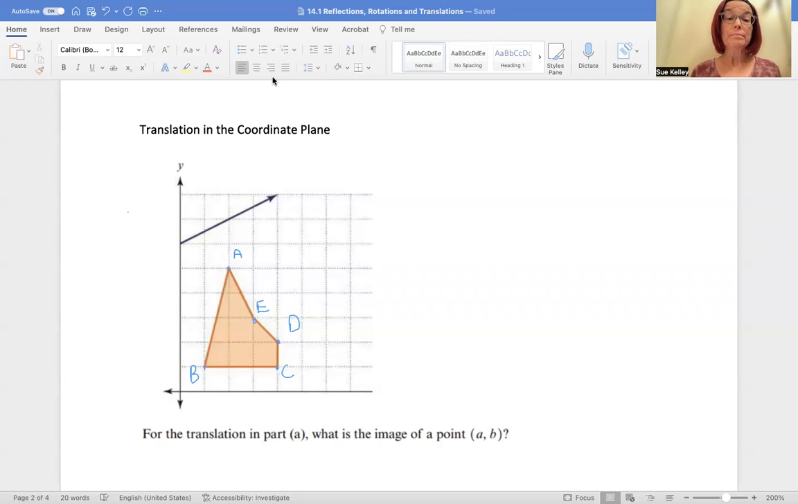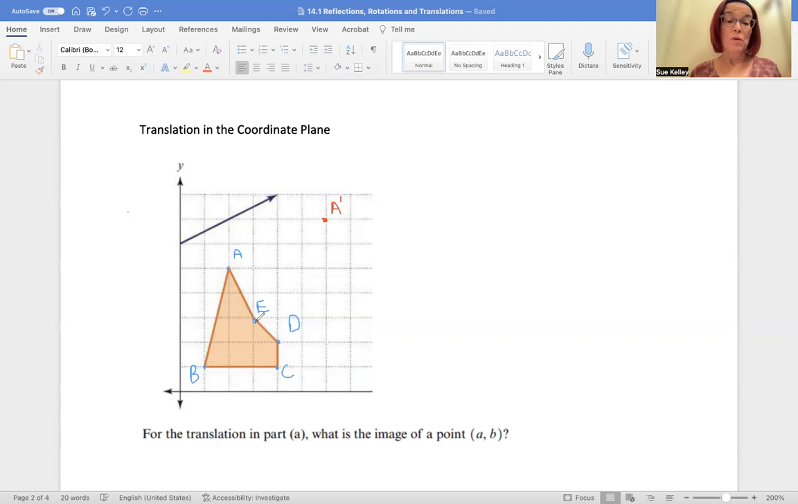So now I'm going to translate. You can start with any point. It's really up to you, as long as you do them all, but I'm just going to do them in an organized way here for you. I'm going to start with A, and I'm going to move it over 4, 1, 2, 3, 4, and up 2. So my A point, and remember, when we translate, we're going to have a prime now.